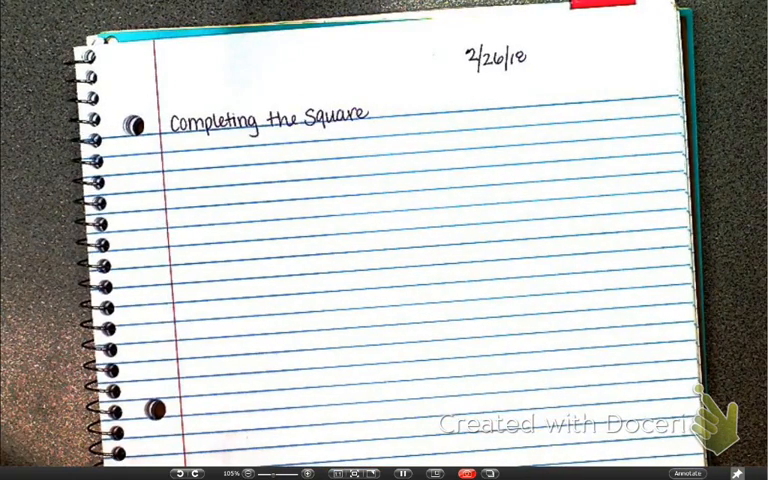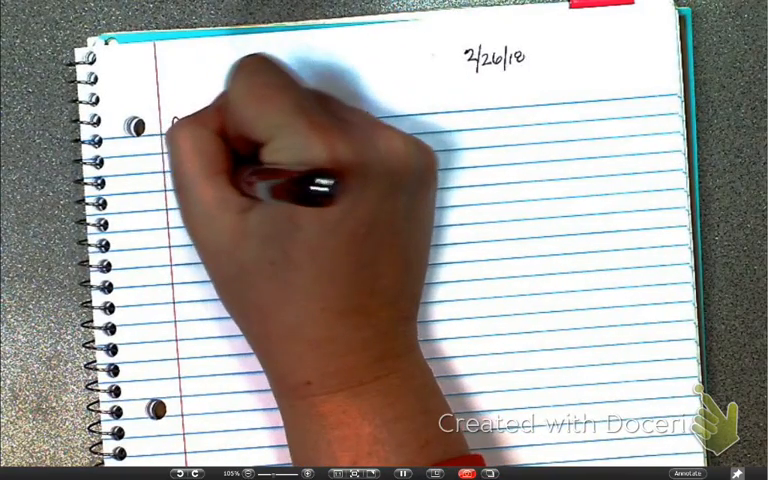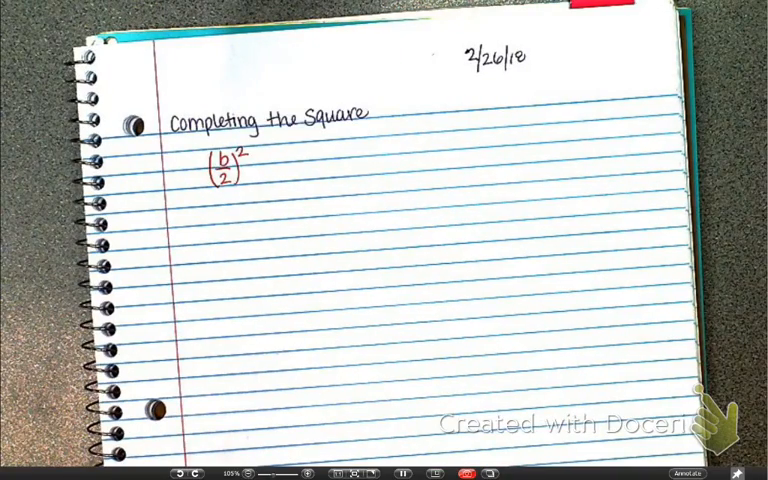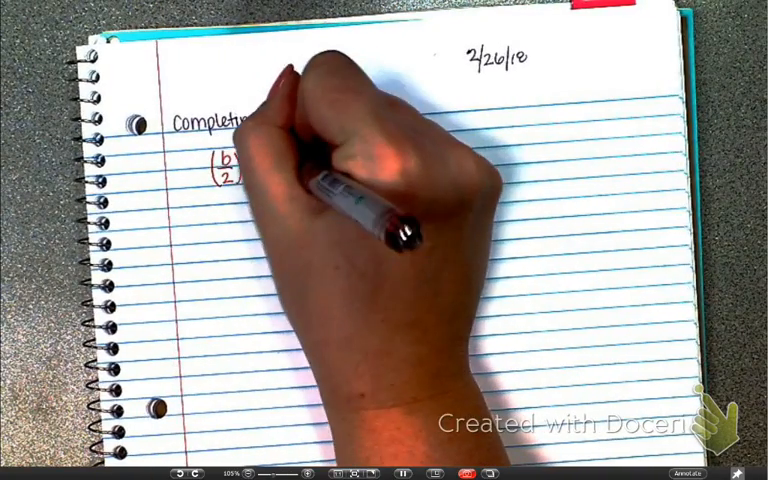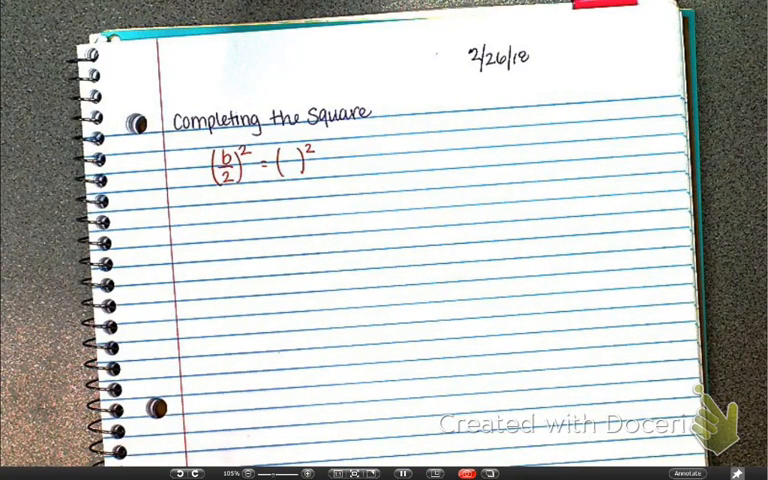So there's like a formula we use. I wouldn't call it necessarily a formula, but it's b divided by 2 squared. And then we'll simplify that and have something squared. Okay? You're going to need to know that for completing the square.